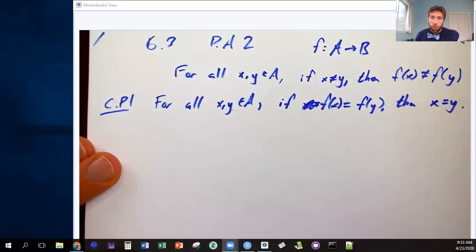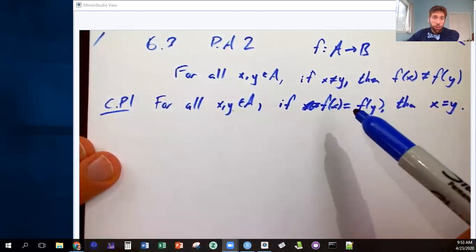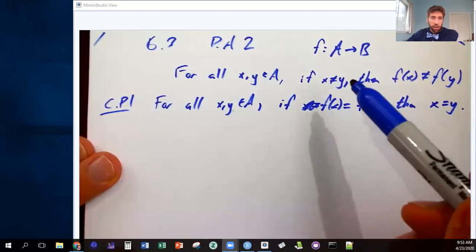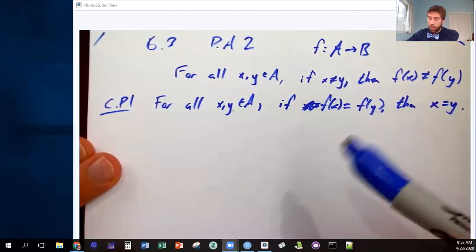Okay, now these are both the same statement. One of them is easier to work with. It's really easier to work with things that are equal than things that are not equal. So I recommend the second contrapositive statement.